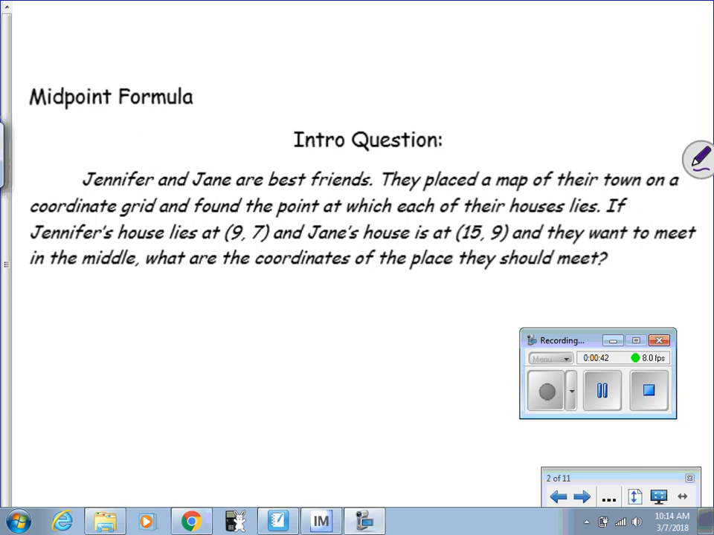If you will, this is the intro question. I'll let you read through this yourselves, and this is the actual exit ticket. So I need you to answer this question at the end of the lesson.